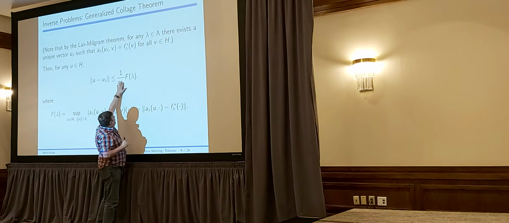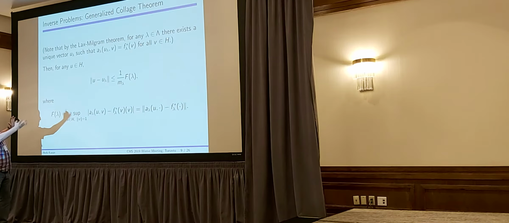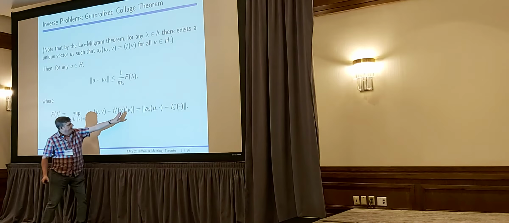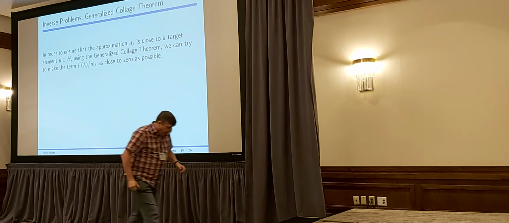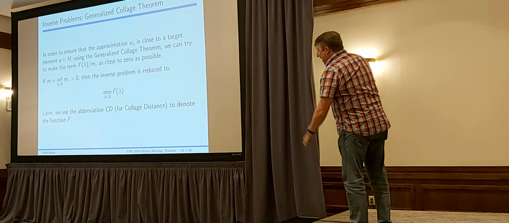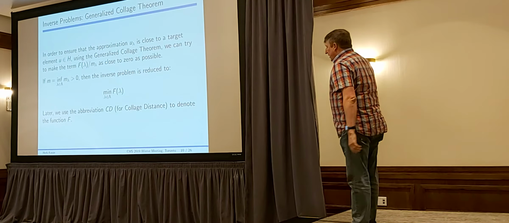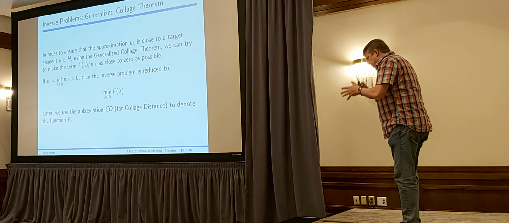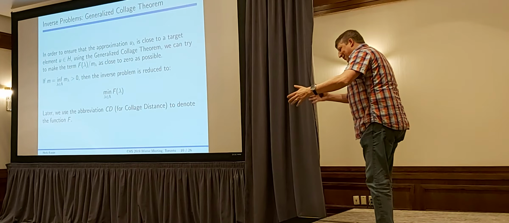The F of λ, before it was d(x, Tx), the distance between x and T applied to x, this F of λ is a slightly more complicated looking animal. The supremum of this quantity over the unit ball. So it's a little messier. In order to ensure that the approximation is close, we just try to minimize F of λ. And here I've left the m_λ in, and now I've removed it. So as long as they're all away from zero for the family that we're considering, minimize this quantity. That quantity I'll call the generalized collage distance typically, but in this talk I just wrote collage distance. If we minimize, we know that as long as the m_λ are bigger than zero, our solution to the problem is close to the target that we measure.